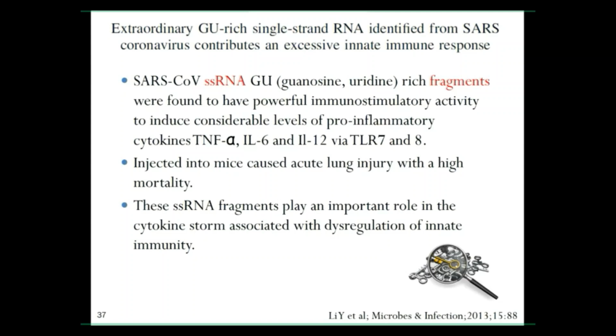These get phagocytosed by your macrophages, then through these toll-like receptors have a profound stimulation of the immune system. So they're profoundly immune stimulating. When they injected these fragments into mice, they had acute lung injury with high death. So they were not injecting live virus. They were just injecting little fragments of RNA, which makes the point that these RNA fragments play an important role in the cytokine storm associated with the dysregulated immune response.